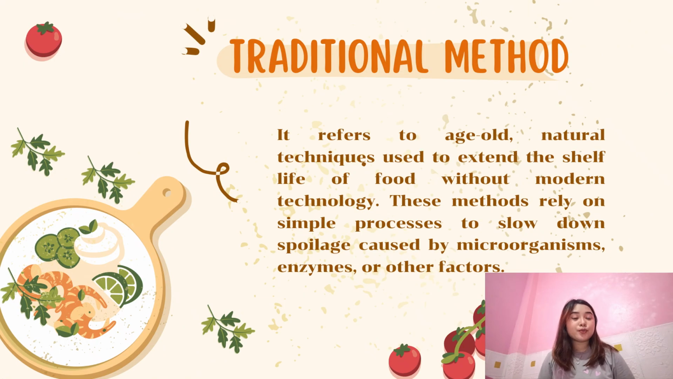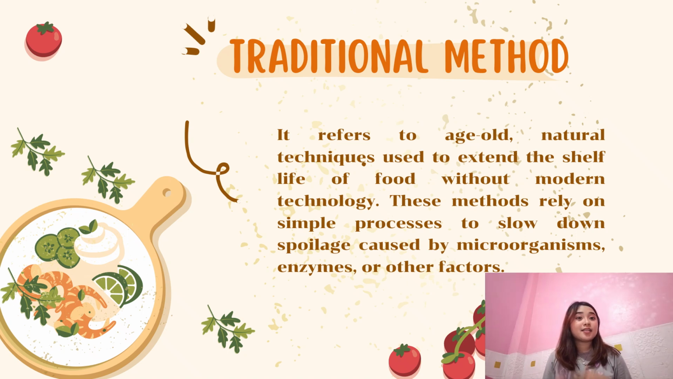So there are two types of food preservation: the traditional method and the modern innovation. The traditional method refers to old-age, natural techniques used to extend the shelf life of food without modern technology. This method relies on simple processes to slow down spoilage caused by microorganisms, enzymes, and other factors. The traditional method was used in the early 90s.